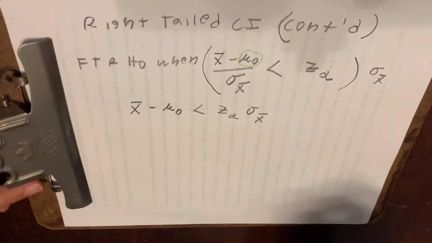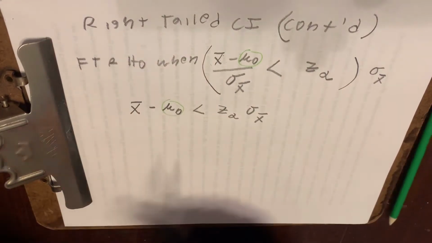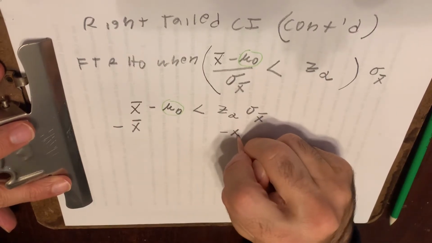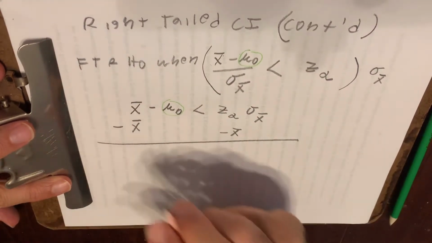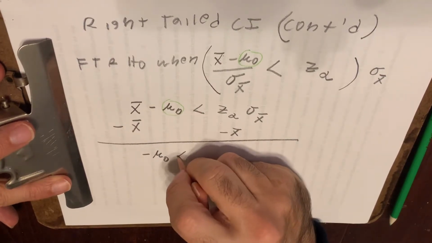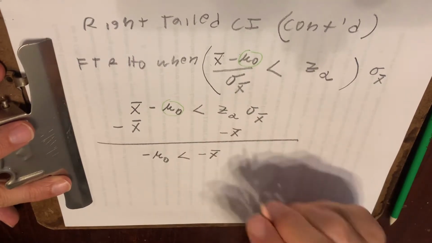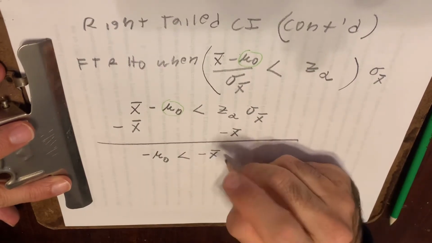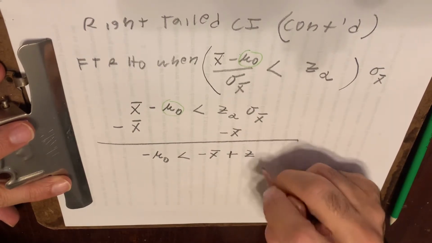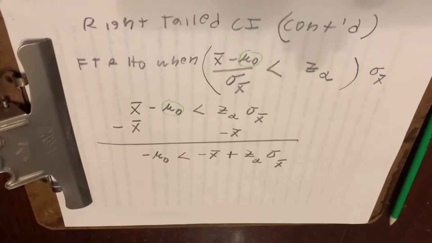All right, we're getting there. Now, of course, we want to get this mu naught alone. We're solving for it. So we're going to subtract x bar from both sides. And here we have negative mu naught is less than negative x bar plus z sub alpha sigma sub x bar.